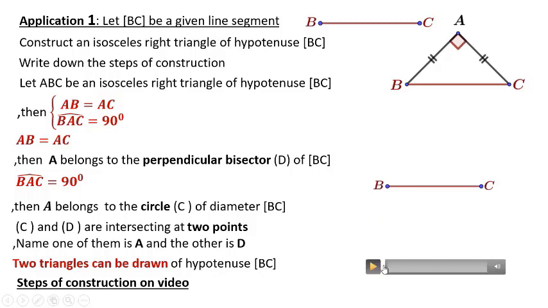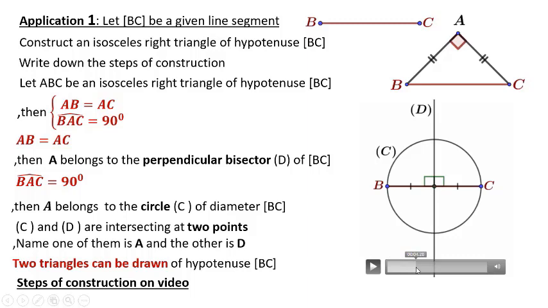Steps of construction. We will explain all the steps of construction in this video. Observe. Step number 1, construct D, the perpendicular bisector of BC. Step number 2, construct a circle C of diameter BC. In both constructions of D and C, we use a compass tool. Now C and D intersect at two points. Name them A and D. Connect the points A, B, D, and C as shown in the figure.